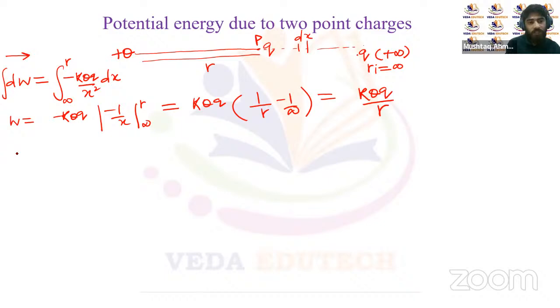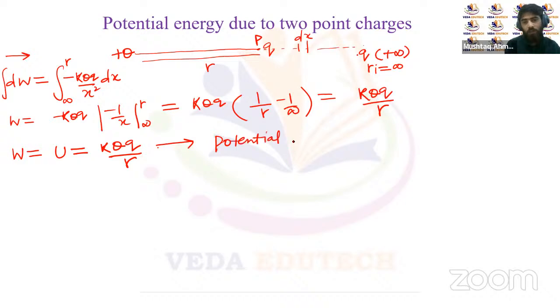And this work done, we said, is stored as the potential energy U. So the potential energy stored within this system is equal to kQq upon r. So for these 2 point charges, this is the potential energy stored between the system of 2 charges, right?